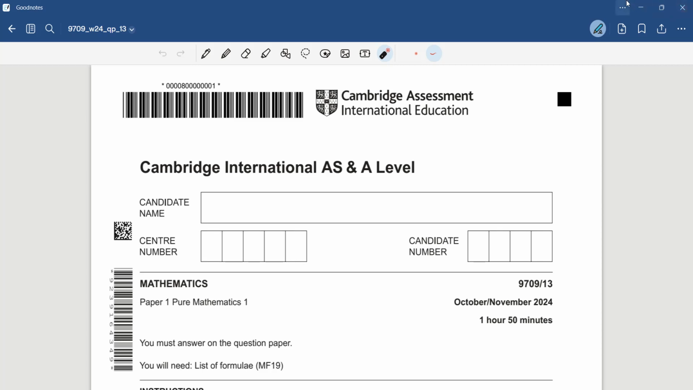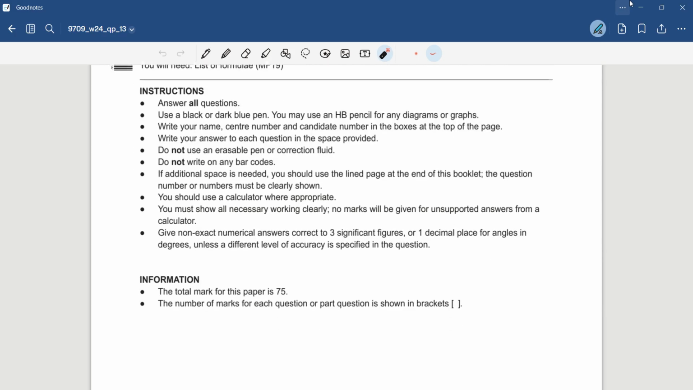Today we're going to look into Pure Maths 1, October/November 2024, variant 3. Okay, let's go into question number 1.